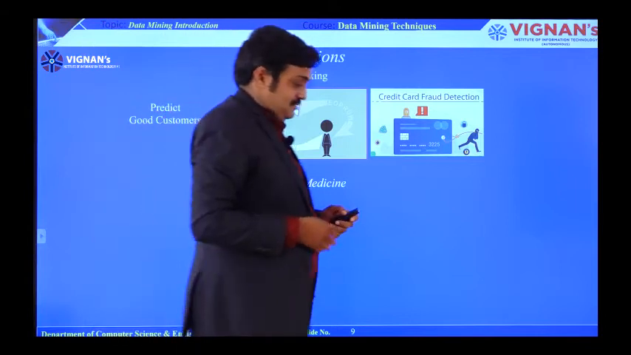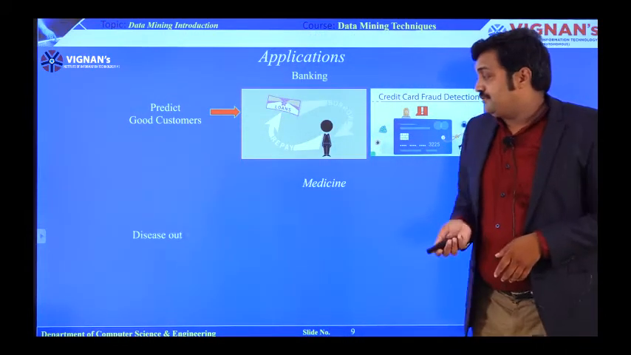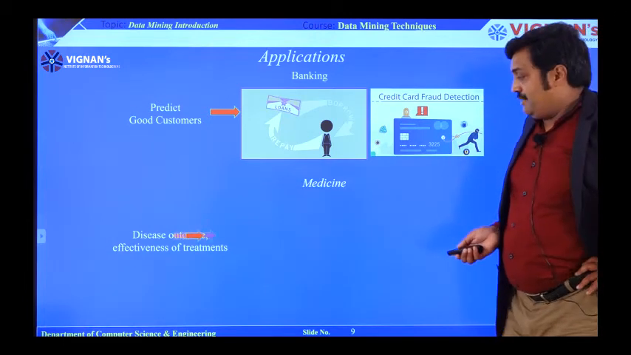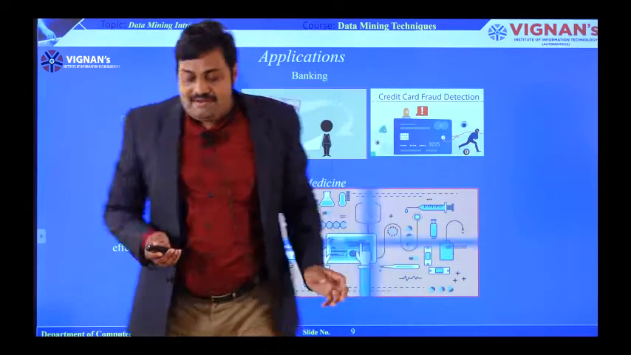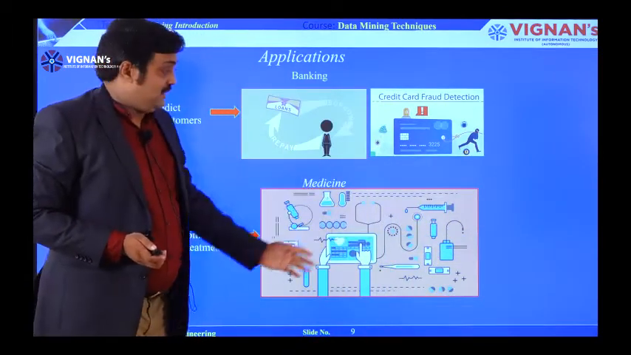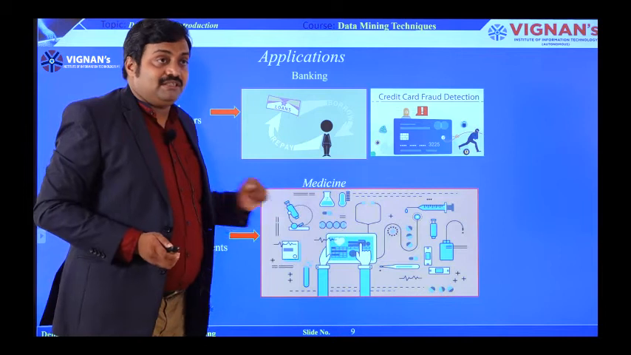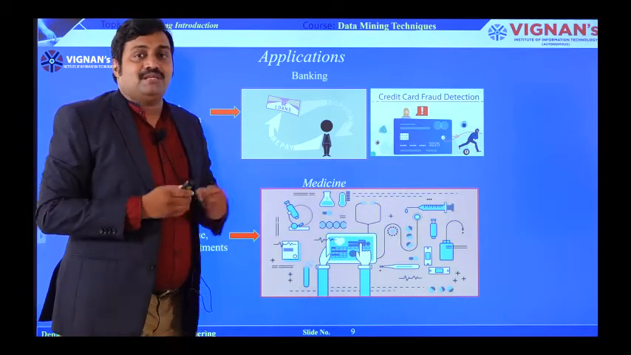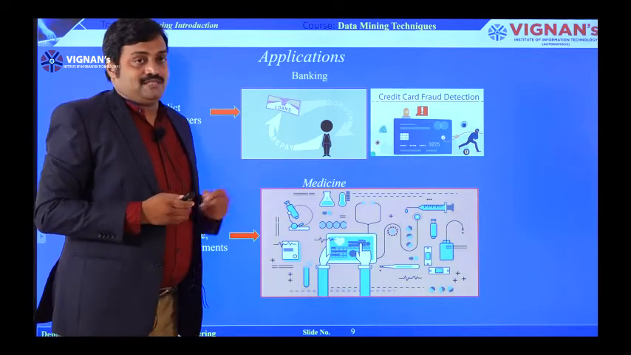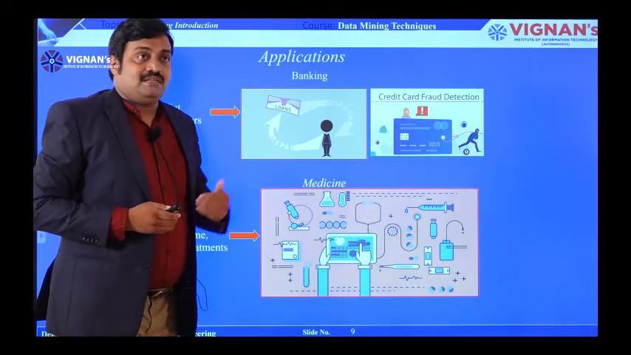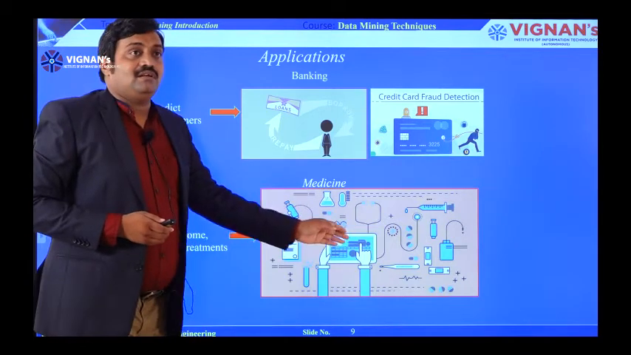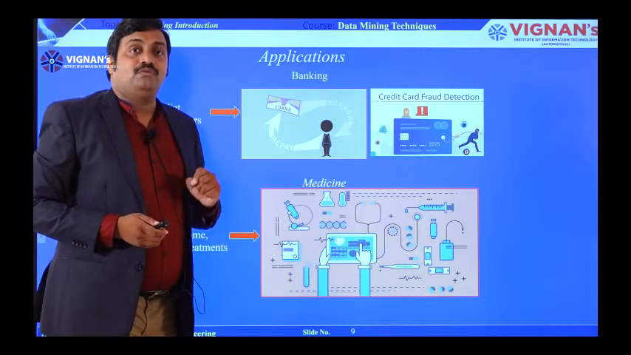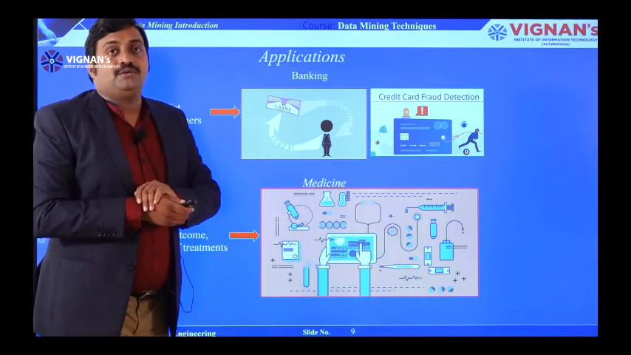Another is medicine. In medicine, disease outcome and effectiveness of treatment: whenever we have a patient, they give the information and the doctor writes some tests, and those tests give some results. Based on the results, doctors give the prescription to diagnose your health problem.